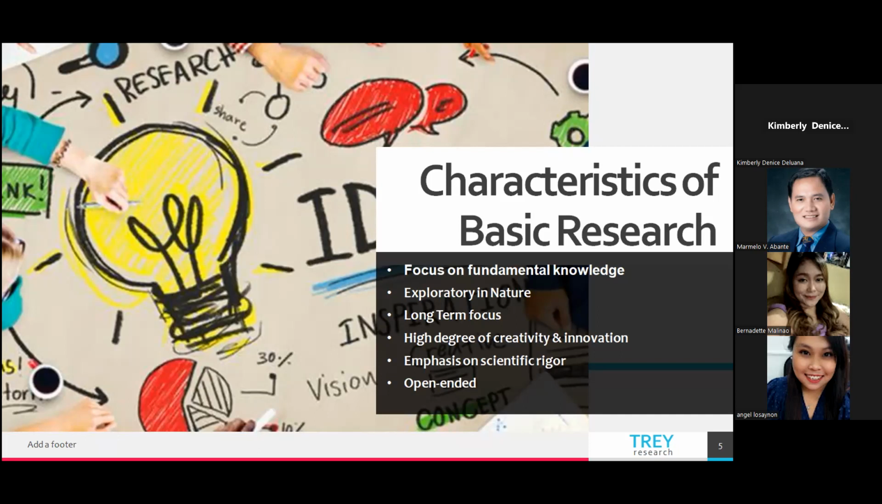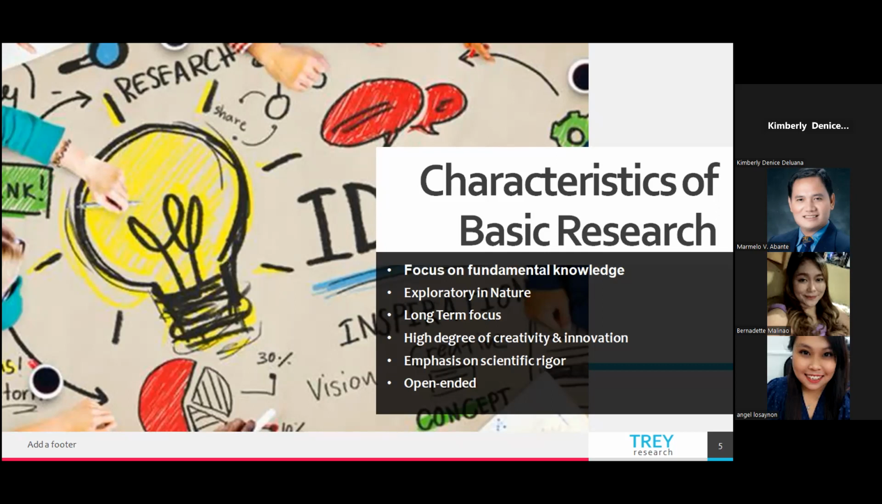Next is long-term focus. Basic research is often focused on long-term outcomes rather than immediate practical applications. The insights and discoveries generated by basic research may take years or even decades to translate into a practical application. Then, minsan yung mga research, hindi siya basta-basta natatapos. Kumbaga, yung ibang research is inaabot siya ng ilang years, lalo na kapag mayroong experiment na ginagawa sa research niya.